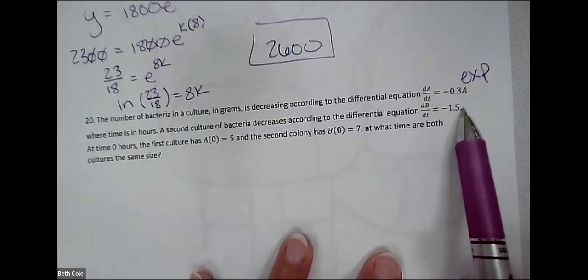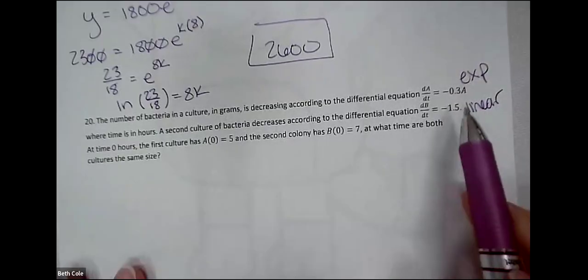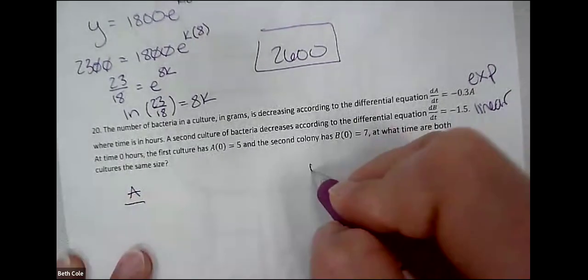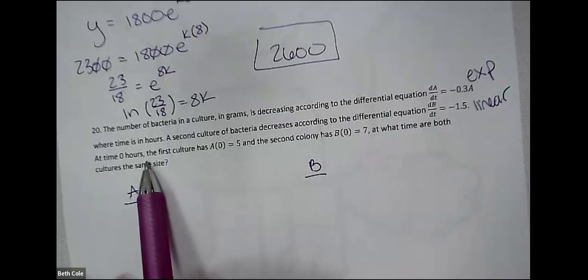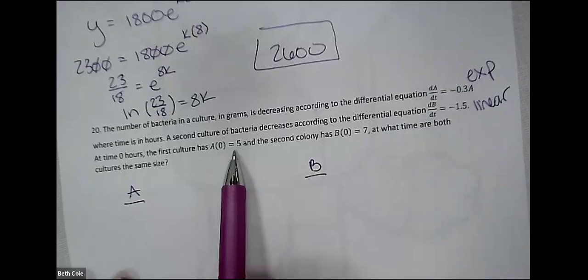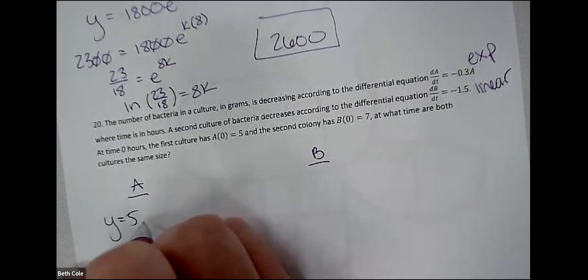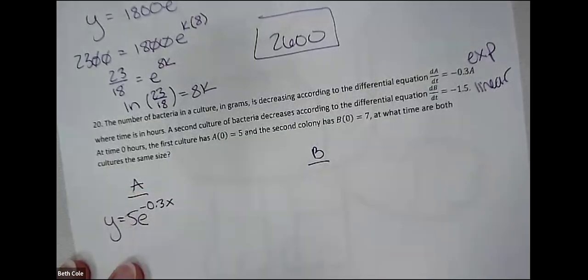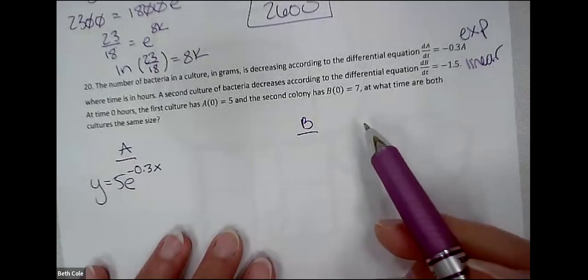Notice how this is a constant rate. If you have a constant rate, that means that is linear. So we have one that's exponential and one that's linear, and we're going to write two equations for them, one for A and one for B. So at time 0, the first culture has 5. So that's exponential. It's going to be 5e to the power negative 0.3x. I'm going to put x because we're going to use the calculator. You can write t, but when we go to Desmos, you're going to have to type x.